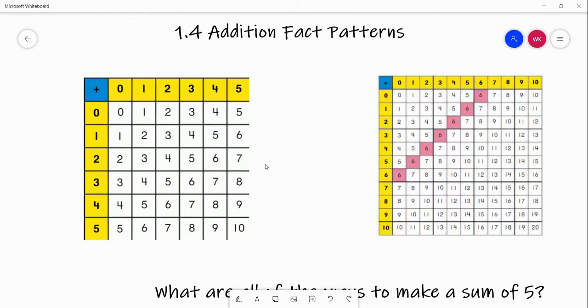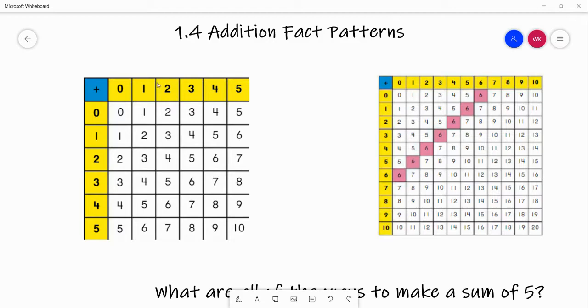Hi guys, we are going to go over lesson 1-4 today, addition fact patterns. So what you see in front of you is an addition facts table for the add-ins 0 through 5. And then we have another addition facts table for the add-ins 0 through 10.